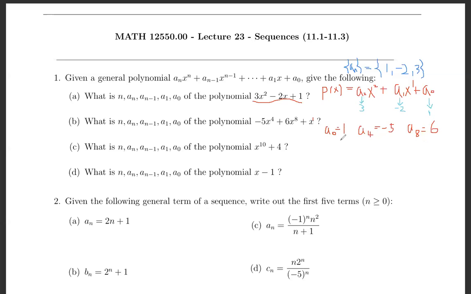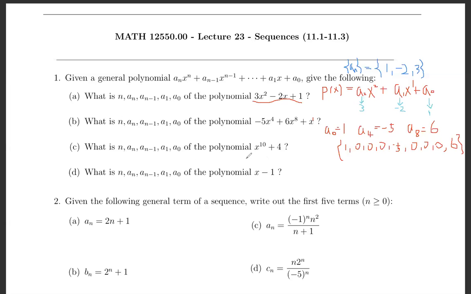Right? So when you have a sequence, you have 1, therefore A0, A1 is 0, A2 is 0, A3 is 0, A4 is not 0, so minus 5, A5 is 0, A6 is 0, A7 is 0, but A8 is 6. So this is the sequence for the coefficients of the polynomial for question part B.